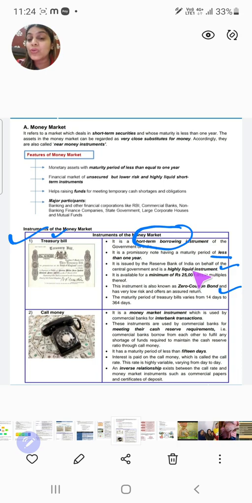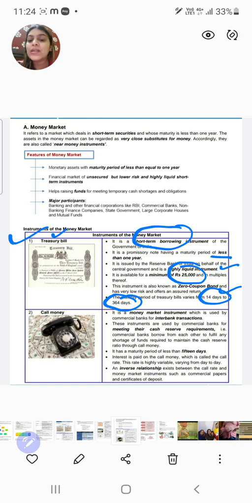So this is very good in liquid form. Plus, the minimum value available for this type of fund is 25,000, and it can be in multiples of that. So minimum 25,000 you can avail. The treasury bills vary in days. The maturity period is from 14 days to 364 days.